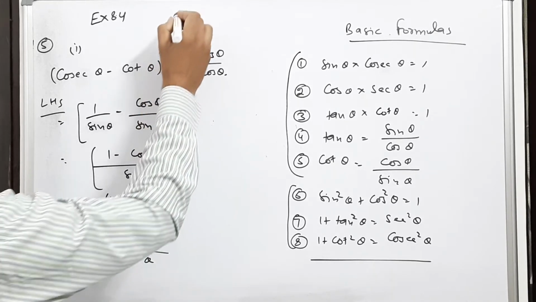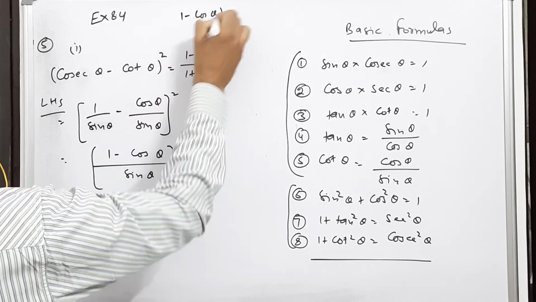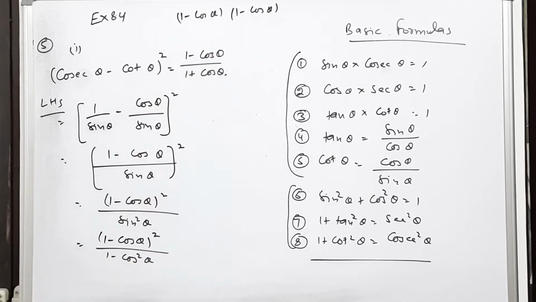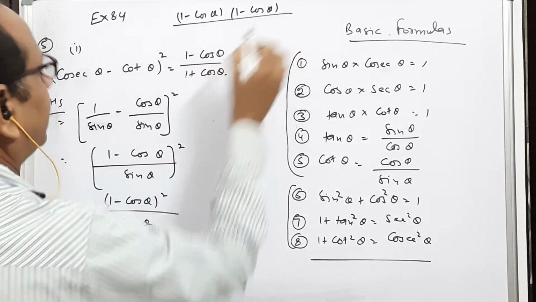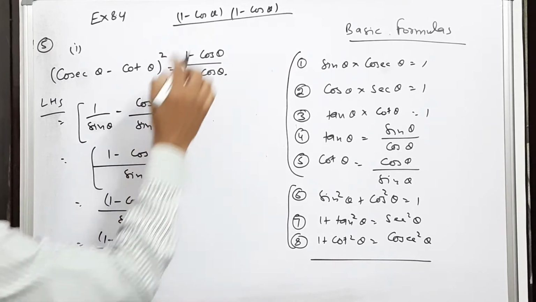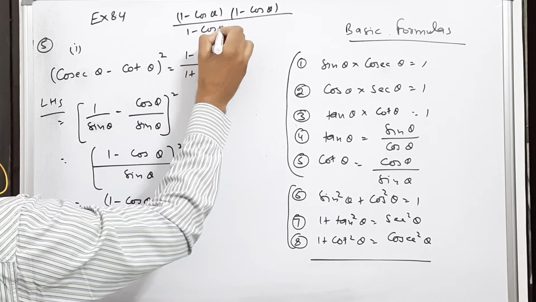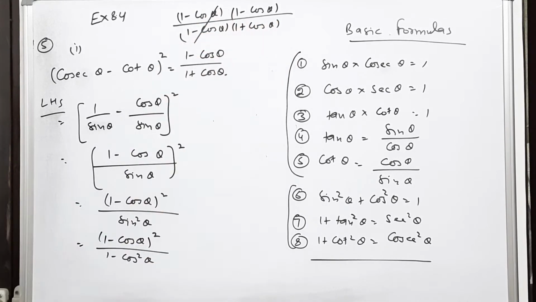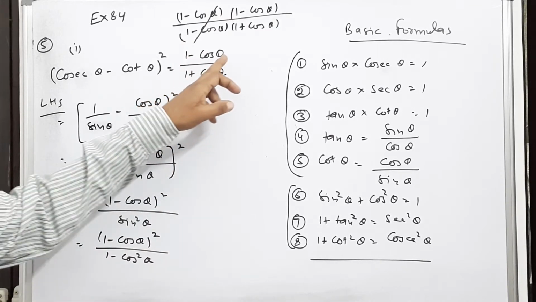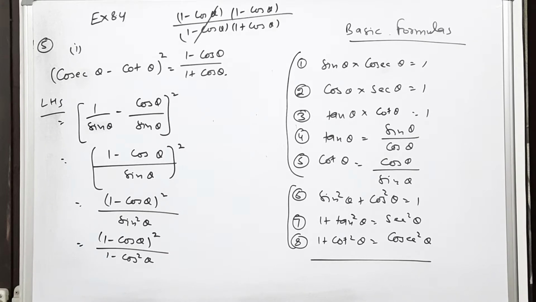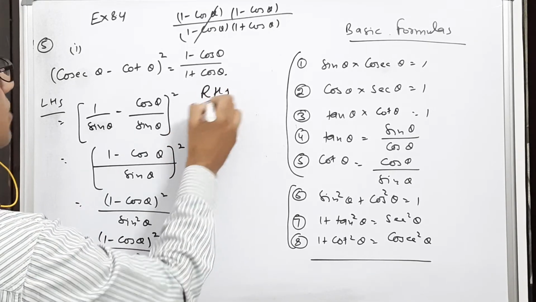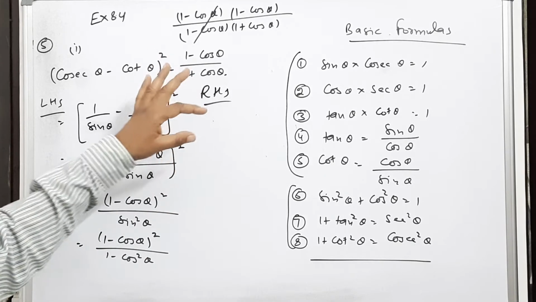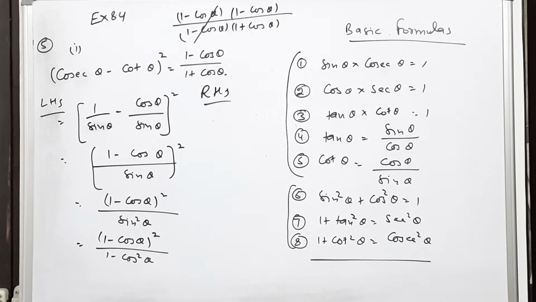Now, here 1 minus cos theta and 1 minus cos theta, because it is whole square, so both the quantities will be similar. And the denominator is the a square minus b square formula, so 1 minus cos theta and 1 plus cos theta. See the difference. So this part is cancelled here. And what we have got? 1 minus cos theta upon 1 plus cos theta. So we have started from the left hand side and we have reached the right hand side. So we can say hence it is proved. These types of sums are important from the examination point of view.